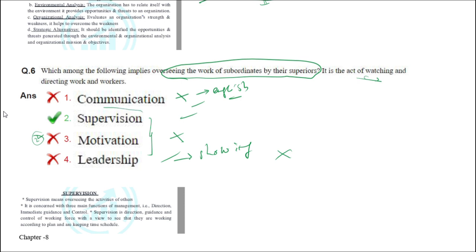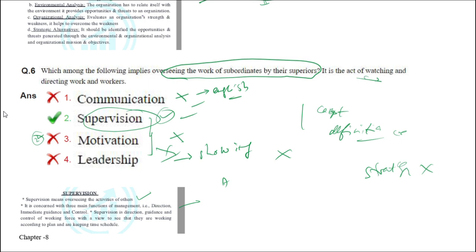You can also know if you know the definition of supervision. The definition of supervision clearly says supervision means overseeing the activities of others. It involves three main functions: direction, guidance, and control. So this is how this question can be answered. The concept used is, once you know the definition, then you can straight away answer the question, or you need to use your strategy of elimination. That is, you have to identify which cannot be the right answer, and then with the elimination you can arrive at the right answer. Moving to the next question.